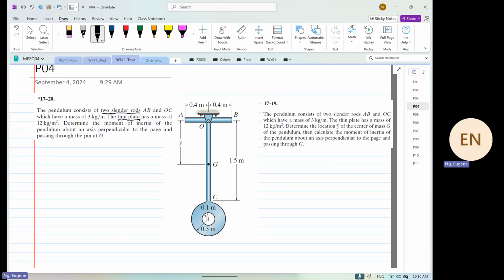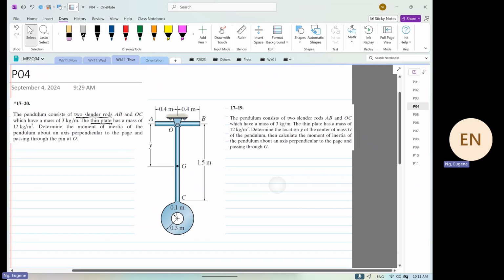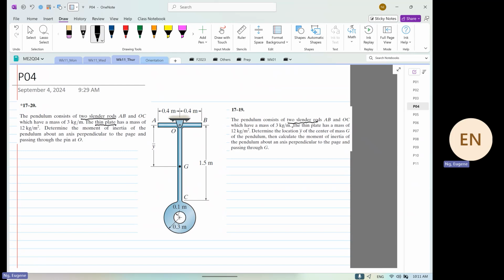Okay. And then the next one, if we were to look at the next question, same figure that we are going to refer to. I repeat again, same figure that we're going to refer to. Again, very similar information. The pendulum consists of two slender rods, okay, and a mass of 3 kilograms per meter. The thin plate, this is still the same. Determine the location of y bar of the center of mass G of the pendulum. Okay, so we have to determine what y bar.